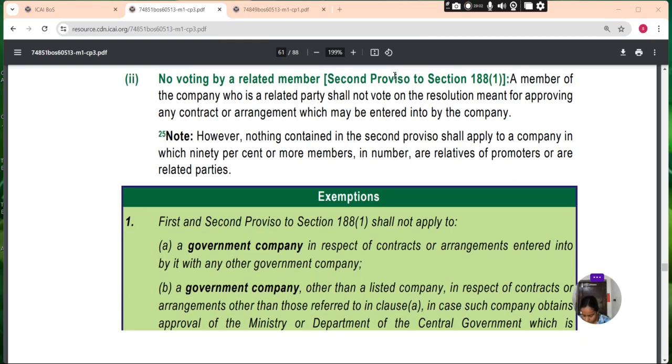A member of the company who is a related party shall not vote on the resolution for approving any contract or arrangement which may be entered into by the company. However, nothing contained in this second proviso shall apply to a company in which 90% or more in number of relatives or promoters are related parties.